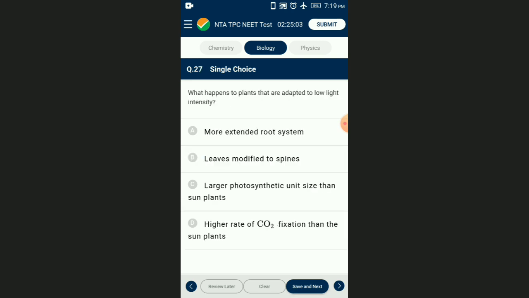Question number 27. What happens to plants that are adapted to low light intensity? The ultimate source of light for photosynthesis in green plants is the radiant energy coming from the sun, which moves in the form of electromagnetic waves. Out of the total solar energy reaching the earth, about 2% is used in photosynthesis and about 10% is used in other metabolic activities. Light varies in intensity, quality and duration. So the answer for this question is option C. Larger photosynthetic unit size than sun plants.